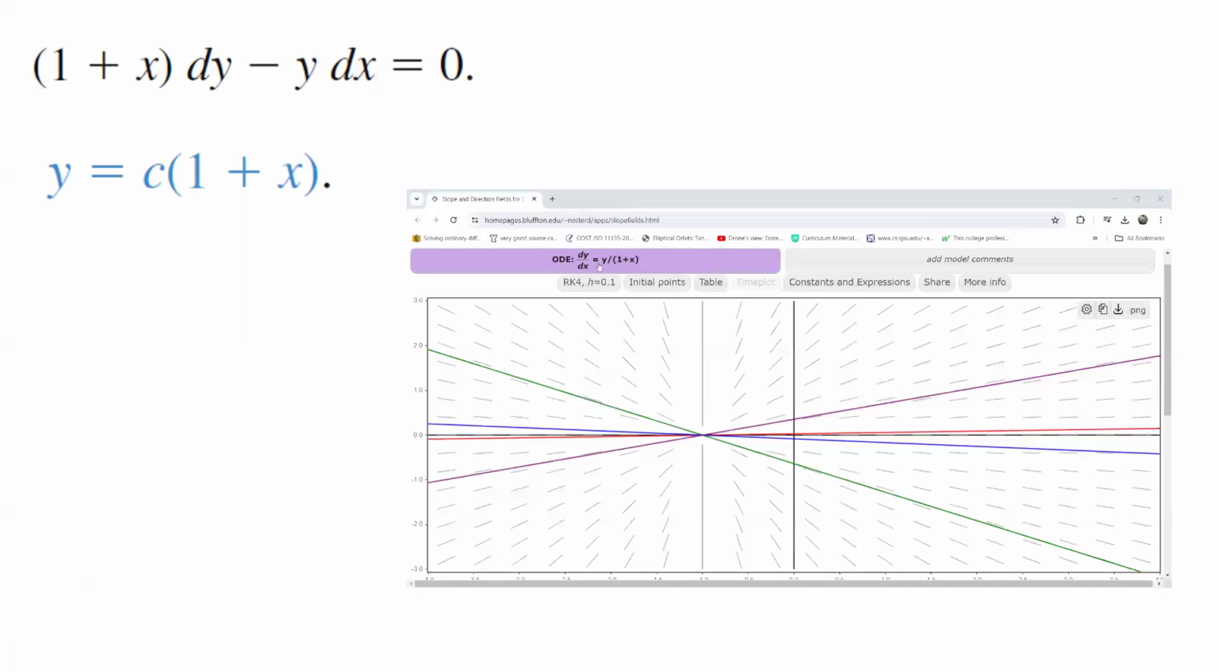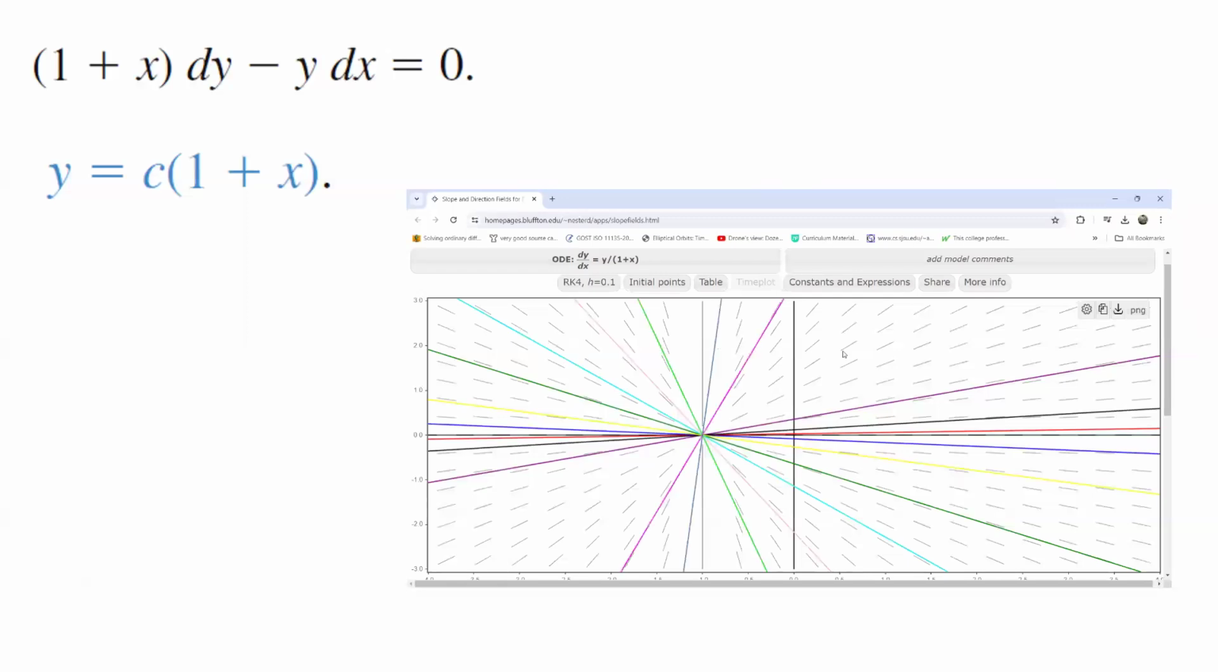There are many websites that you can use. Just look for visualizing ODE or grapher ODE.